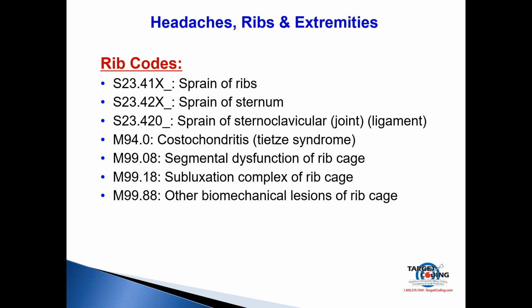S23.42, sprain of the sternum. S23.420, sprain of the sternoclavicular joint or ligament. Here's a good one. I get this question quite often. What's the diagnosis for costochondritis?